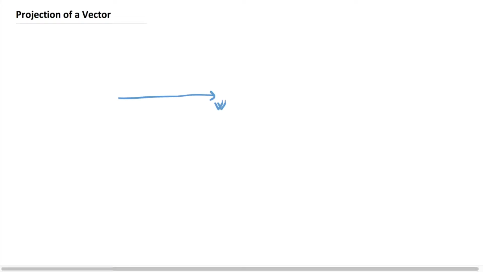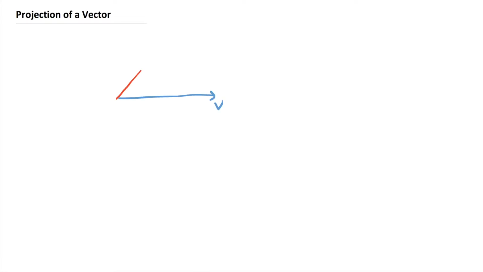So in this section we will discuss the projection of a vector onto another vector. Let me draw it and show you what I mean. Let's say this is my vector v, and let's say this is my vector u. The projection of vector u onto v is, let me drop a perpendicular from the tip of vector u to vector v.